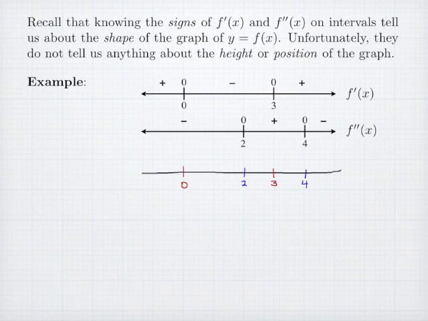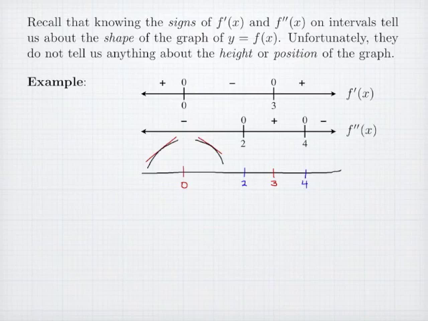Now, based on the sign analysis, for x less than 0, my function needs to be increasing. So if I imagine a positive slope, I get a curve like that. But I also know that I'm concave down. And so my curve is going to be an increasing, concave down shape. Once I pass 0, my slope becomes negative. So now I'm a decreasing function. I'm still concave down, so my curve will bend down still.